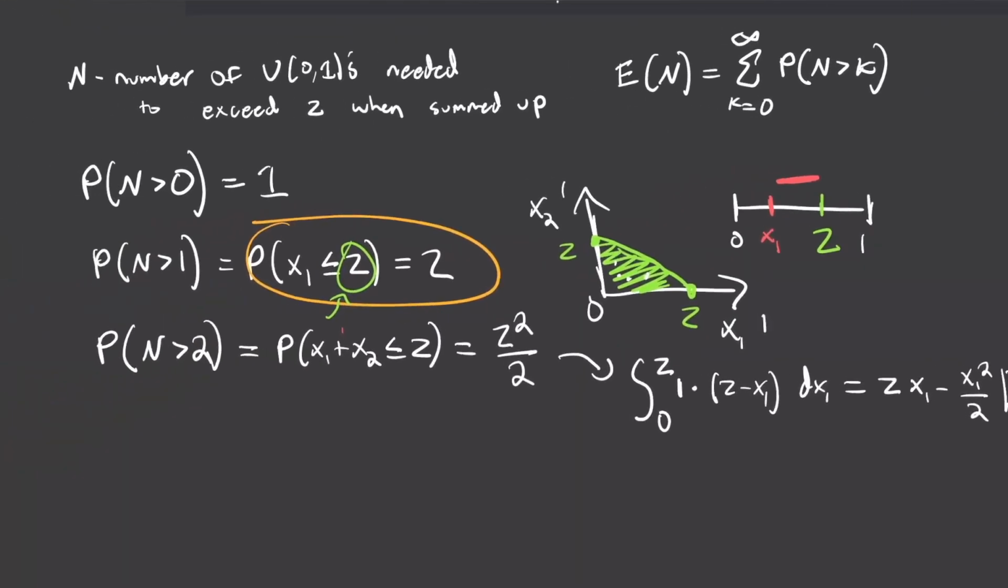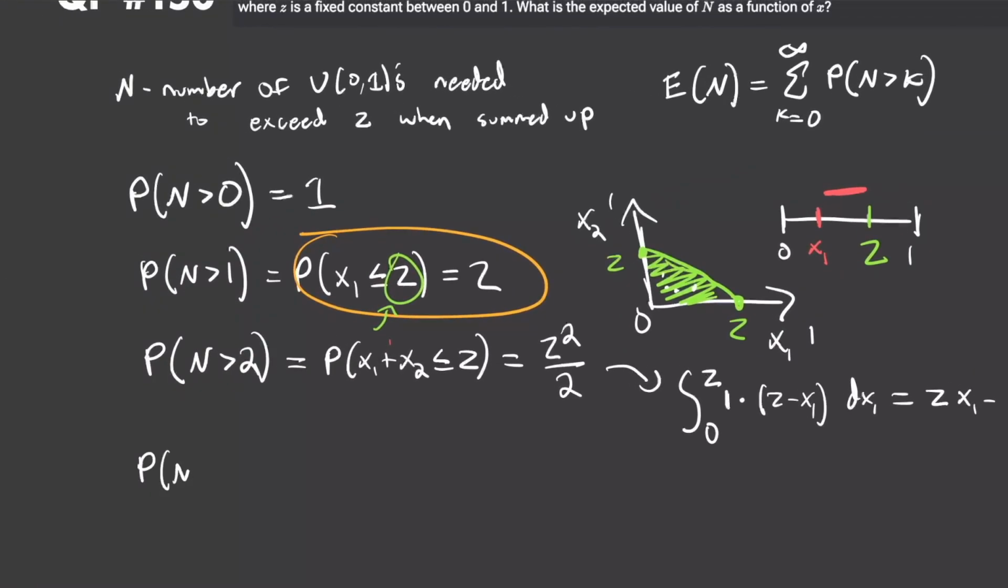Now let's move on to the case where we have the probability of n being greater than 3. Let's keep trying to find a pattern. Well, that's just the probability that we need at least 4 0 to 1s to exceed this threshold of z when we sum them up. So again, this is just like saying what is the probability that the first three, x1 plus x2 plus x3, are less than or equal to z.